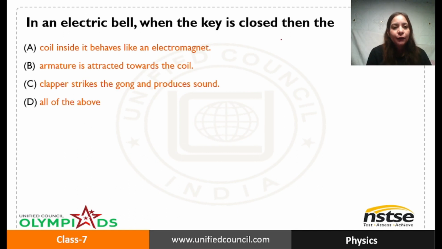So now let's look at the options again. When the key is closed, the coil inside it behaves like an electromagnet. True, it behaves as an electromagnet because current is passed and it starts behaving as a magnet, starts attracting. The armature is attracted towards the coil. Again true, because when the key is closed, it acts as an electromagnet and attracts the armature.